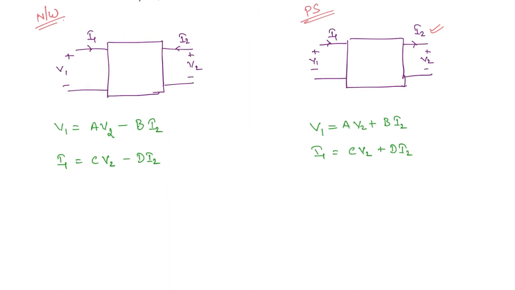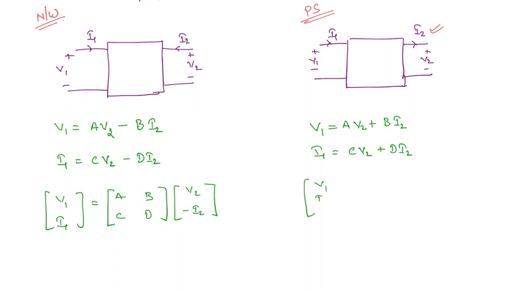What will happen when you write in matrix form? V1 and I1 will be equal to, the parameters will remain the same. What is going to change is, here it is going to be V2 and minus I2. Here instead you are going to get V1, I1 will be equal to ABCD times V2 and plus I2. So this negative sign, here positive sign, this is the only difference. In our discussion of networks, since we are discussing the network subject, we will go ahead with this nomenclature. Remember, in both the cases, ABCD parameters are not going to change.